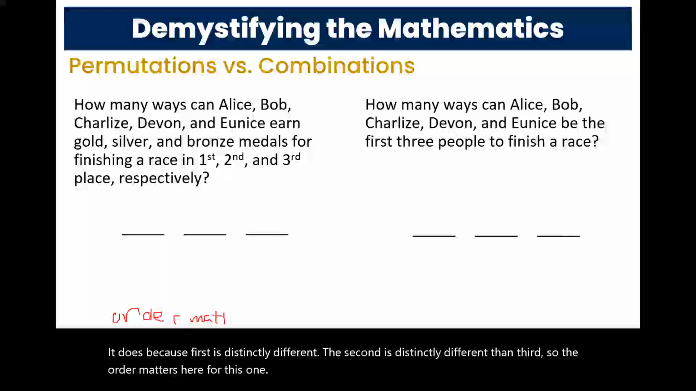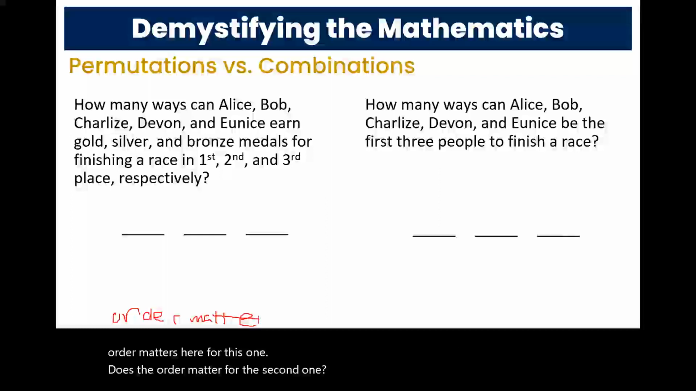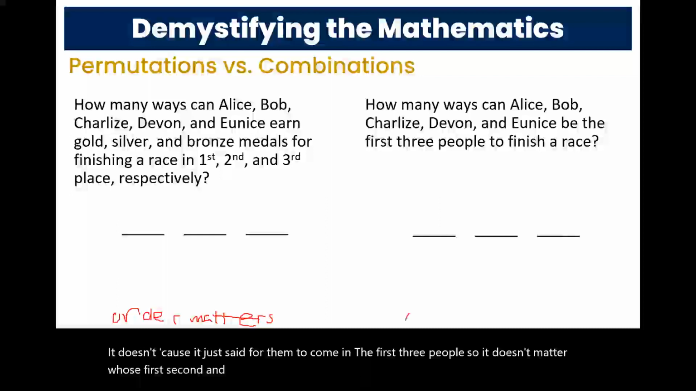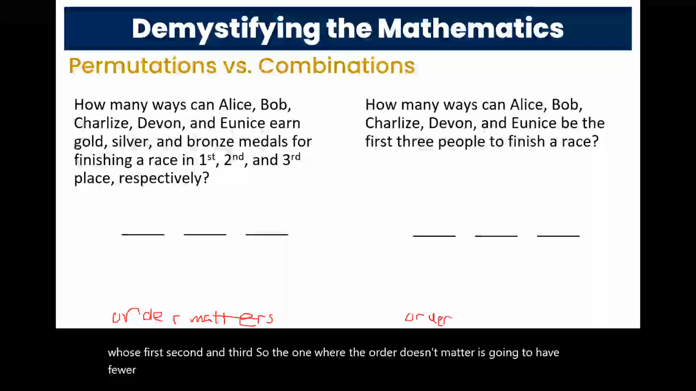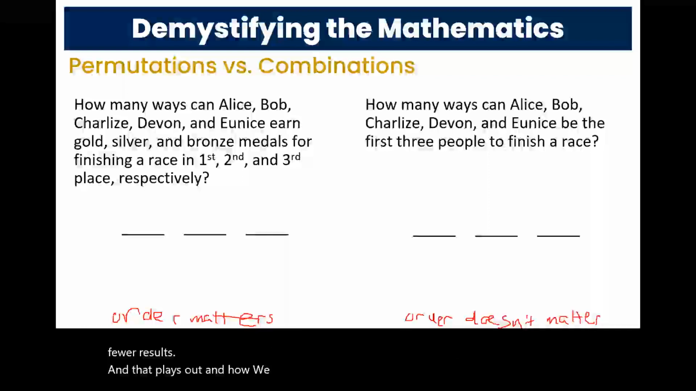Does the order matter for the second one? It doesn't, because it just said for them to come in the first 3 people. So it doesn't matter who's first, second, or third. So the one where the order doesn't matter is going to have fewer results. And that plays out in how we solve this, because the top of this problem looks very much the same.